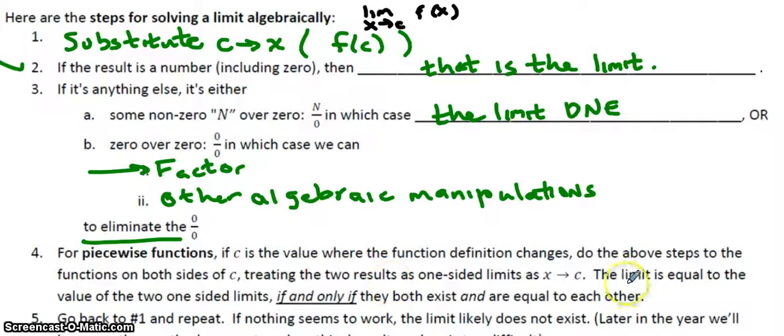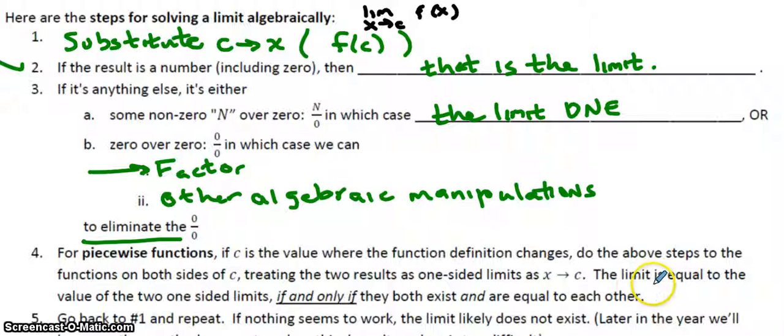Now, if we're dealing with a piecewise function, and c is the value where the function definition changes, what we're going to do is follow this process for the functions on both sides of c. We'll treat the two different results as one-sided limits. So from the left we might have, let's say, x squared, and from the right we might have 2x plus 5, for example. We're going to calculate the limit as x approaches c from the left of x squared, and the limit as x approaches c from the right of 2x plus 5.